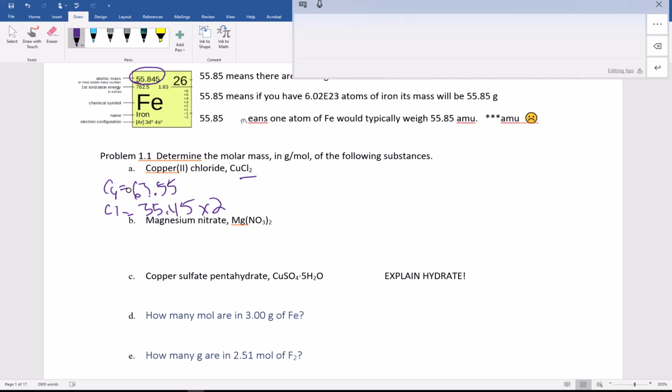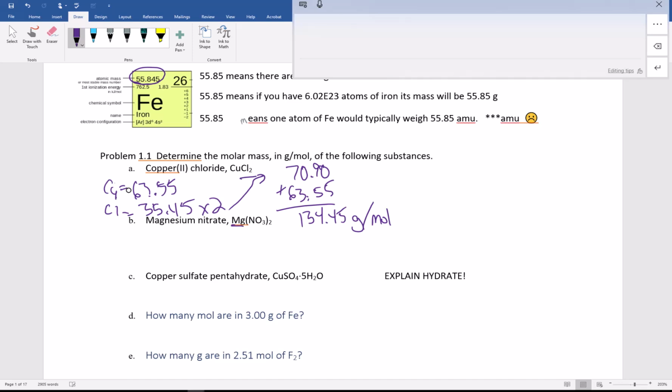Okay, so here we go, calculator. Oh no, my calculator is validating. So that means it's going to be 70.90 plus 63.55. I was stalling as my calculator validated. 70.90 plus 63.55. I got 134.45. And that answer will be in grams per mole.